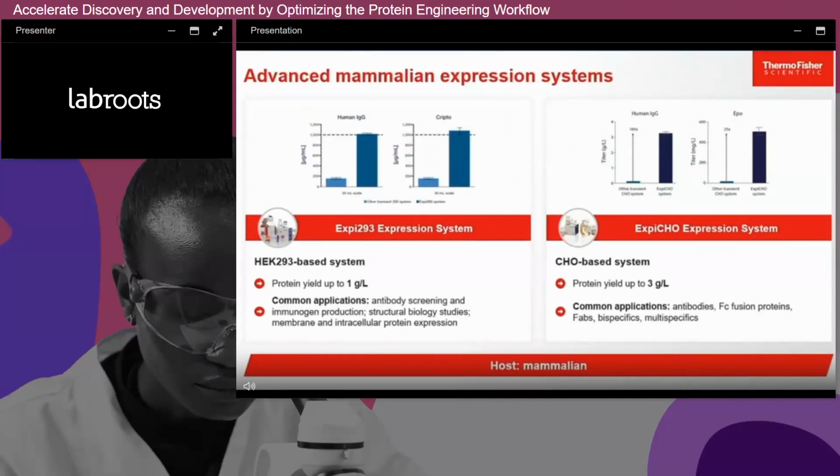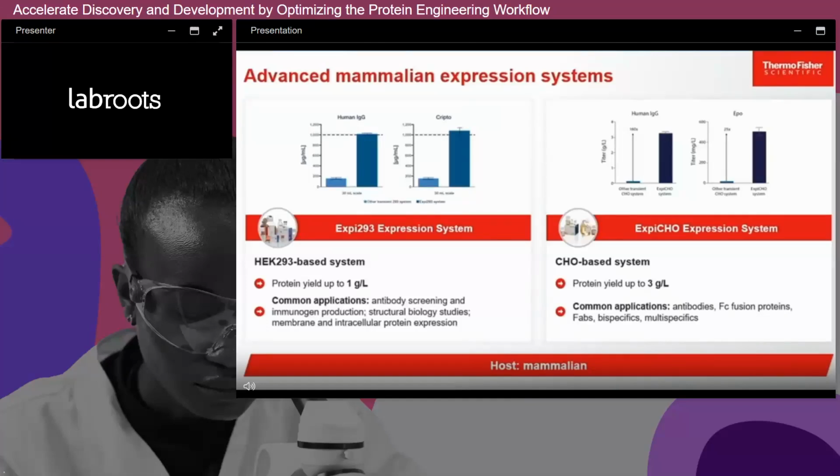So CHO is, let's say, the best producer with an average of 3 grams per liter. And the XP293 is more robust, but it produces slightly lower titer, with approximately 1 gram per liter. I have to say these data are, of course, just references, right? Because with your antibodies, you will have your own experience, and every antibody is different, and the level of expression is different, so you don't have to take these as a golden standard, but this is just a reference.